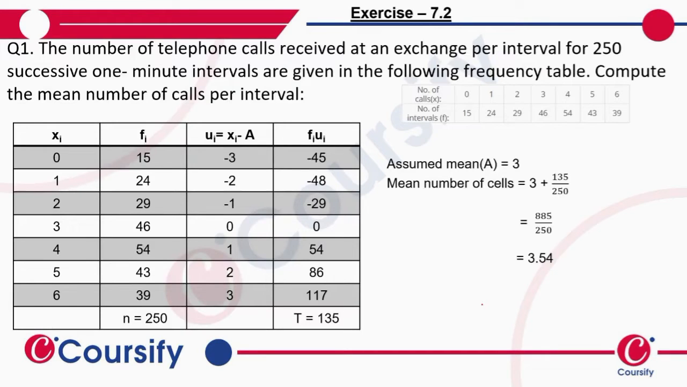Exercise 7.2. The number of telephone calls received at an exchange per interval for 250 successive 1 minute intervals are given in the following frequency table. Compute the mean number of calls per interval.